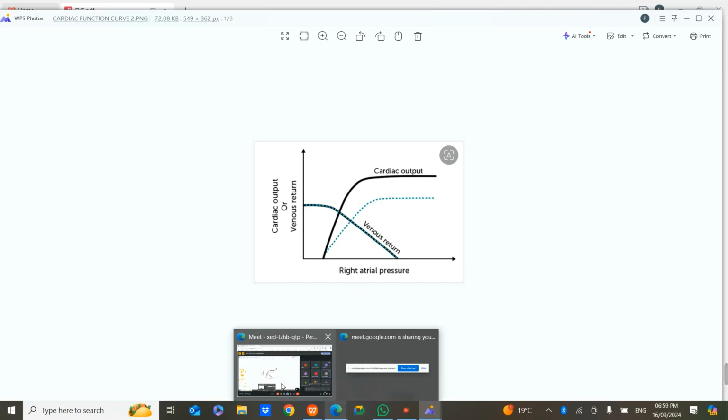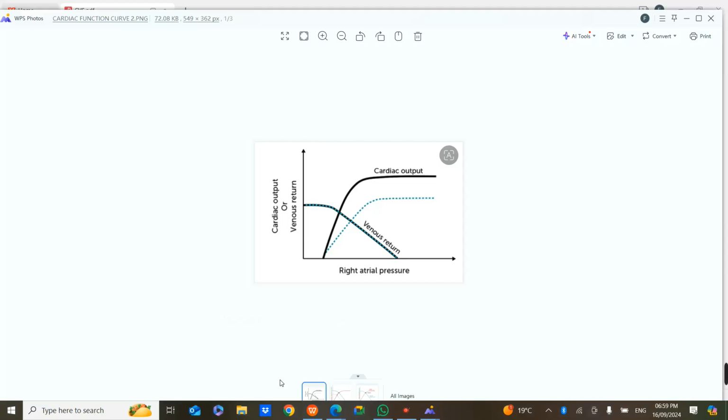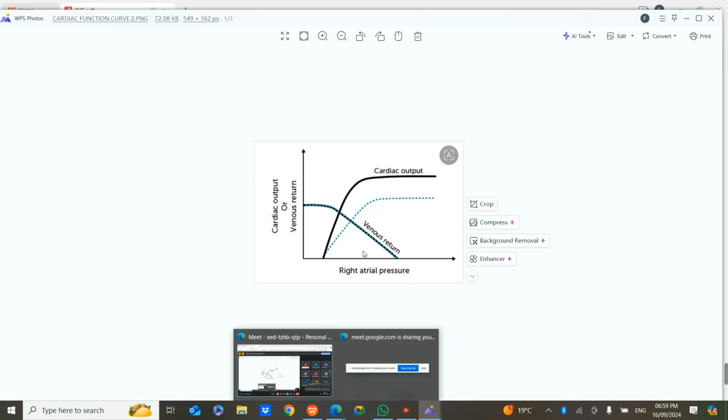MI, heart failure. The heart rate has dropped. Can you make a guess? Cardiac infarction. Anyone? MI, heart failure. Contractility. Exactly.